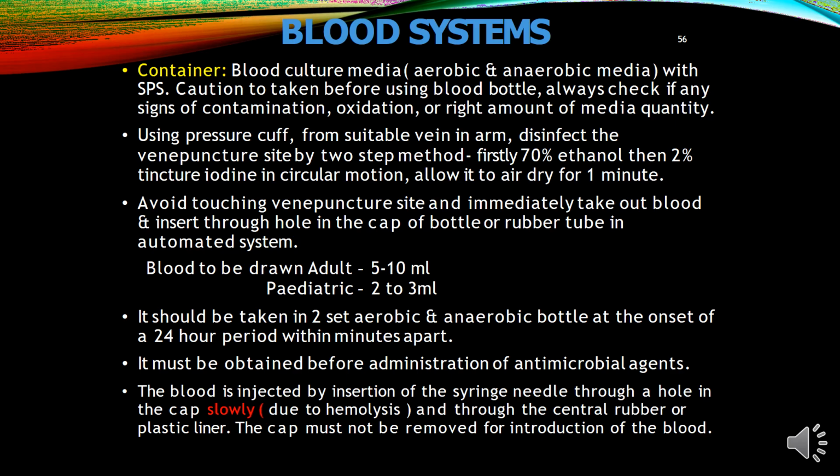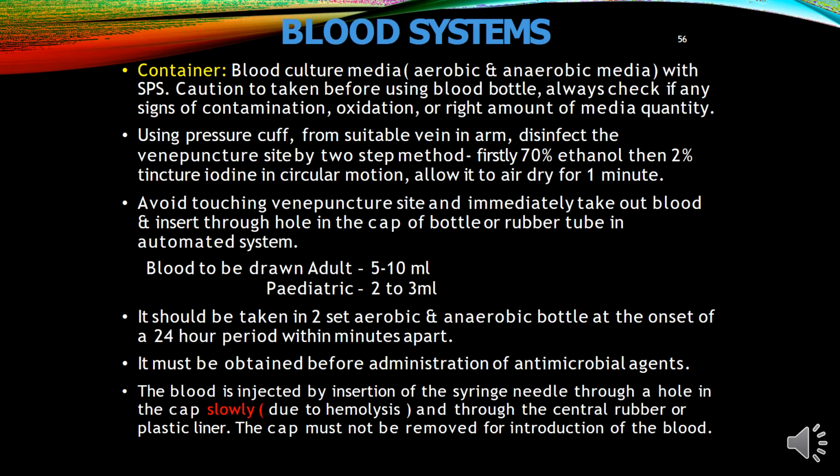Next is blood. So blood culture media, aerobic and anaerobic media with SPS, are used. Caution should be taken before using blood bottles. Always check for signs of contamination, oxidation, or whether the right amount of media is present. Then use a pressure cuff to find a suitable vein, and arm disinfection and venipuncture site preparation should be done with 70% ethanol. Then 2% tincture iodine should be applied in a circular motion. Allow it to dry for 1 minute.